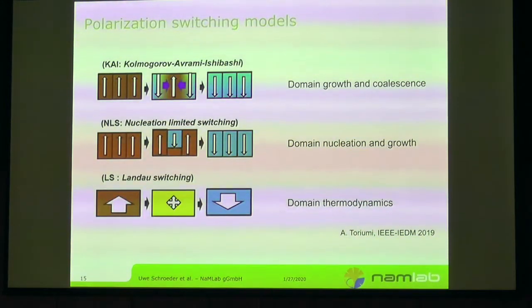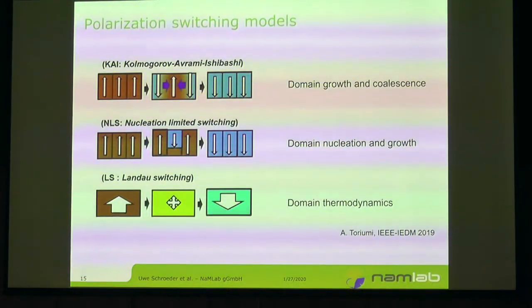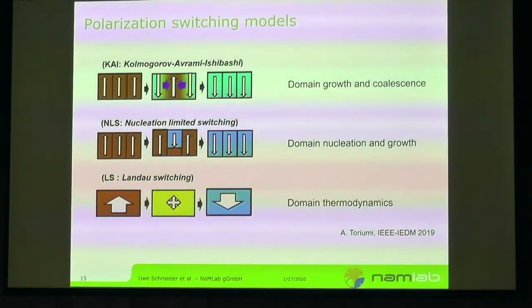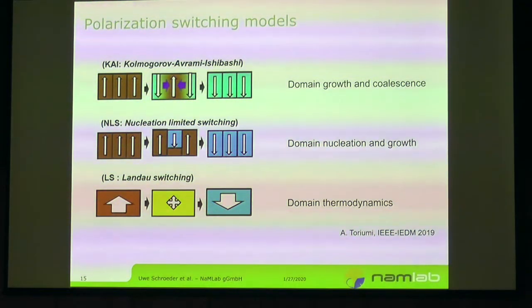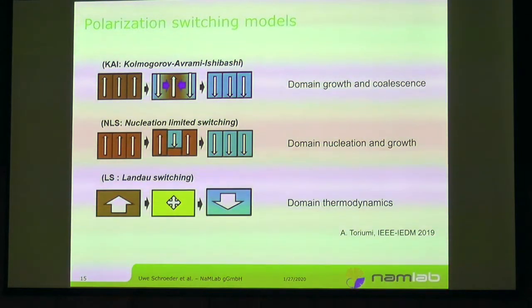Looking at the switching kinetics, these are the typical models you find in the literature, and we try to understand where the hafnium oxide sits for these 3 different models. So in the KAI model, you have domain growth and coalescence of the grains.